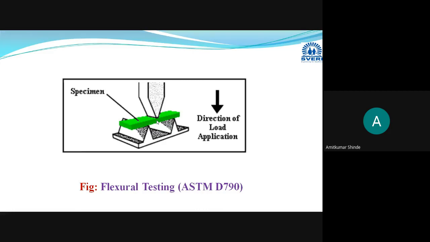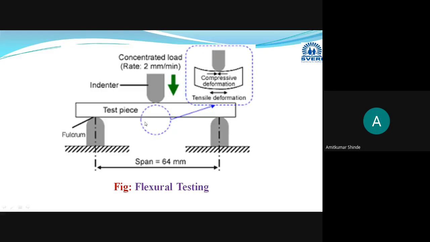Okay, so this is the flexural testing. Here we are applying the compression force on the top surface. Okay, one more diagram I have collected here. Whichever diagram I have collected here, this distance is 120 millimeter. And this is 64. This is wrong. 120 millimeter will be the distance between these two supports.